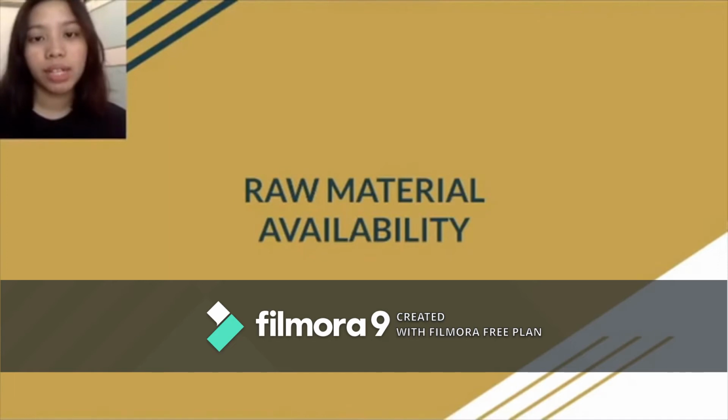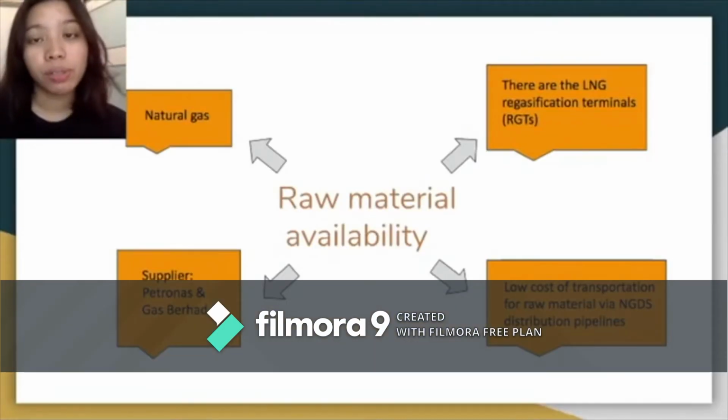I will be justifying the raw material availability for our chosen location, which is Pengerang, Johor. First of all, the production of ethylene via steam cracking process uses natural gas as the raw material. In fact, natural gas is abundant in Malaysia, with deposits discovered in all 3 regions comprising Peninsular Malaysia, Sabah and Sarawak. So our company has decided to choose Pengerang, Johor as our location for the plant build-up, and the reason behind this choice is the raw material availability.